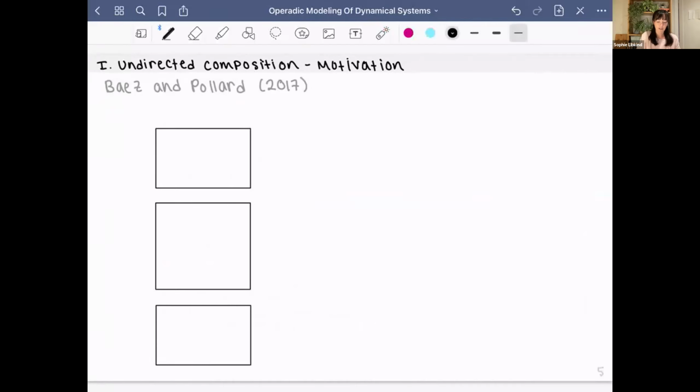To give you a flavor of how this undirected composition works, suppose I'm a person studying an ecosystem, and I've identified 3 elementary models of my system. The first elementary model is a model of rabbit growth. We have a population of rabbits, and it just grows according to some rate beta. I have another model that describes fox decline, so how foxes are dying off. And foxes die off at some rate delta.